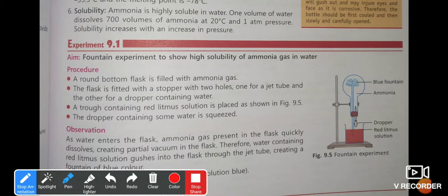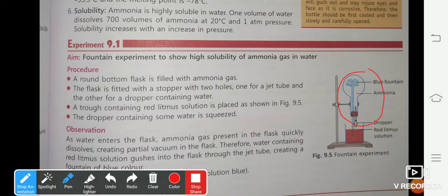Now in the fountain experiment, you take a round bottom flask, clamp it in an inverted position, place a rubber cork here, you will place a dropper here, a jet pump. In the beaker, you will take red litmus solution. In the gas jar, you have ammonia gas. Once you put in 2 or 3 drops of water, approximately, 1400 drops of ammonia gas will dissolve in it.